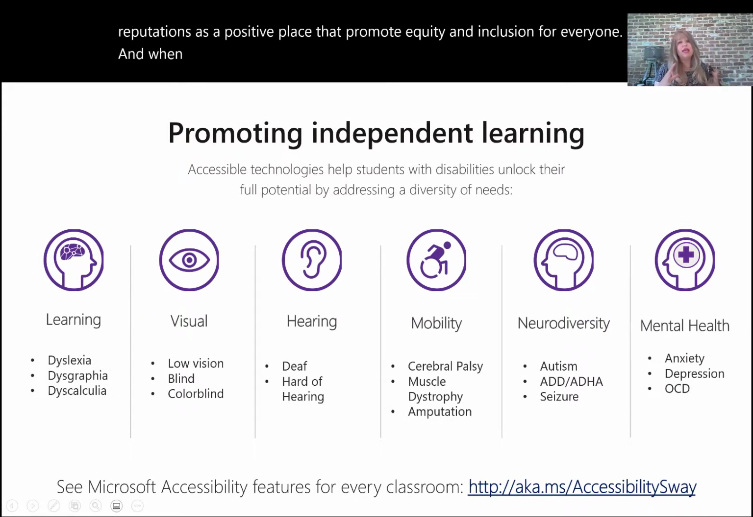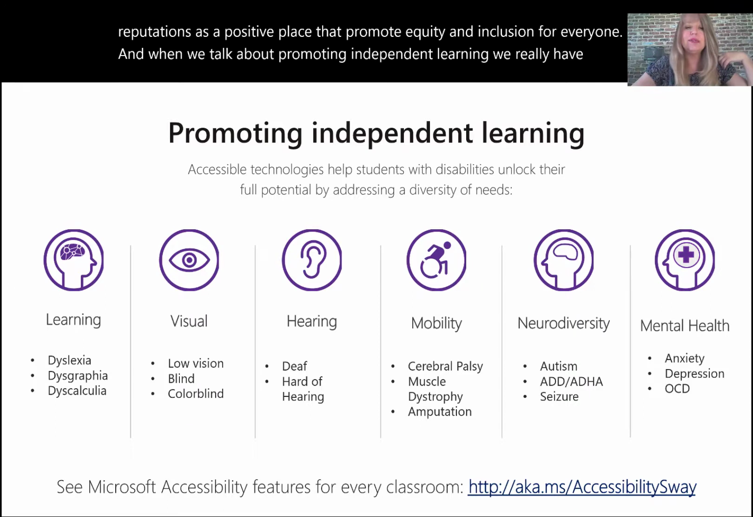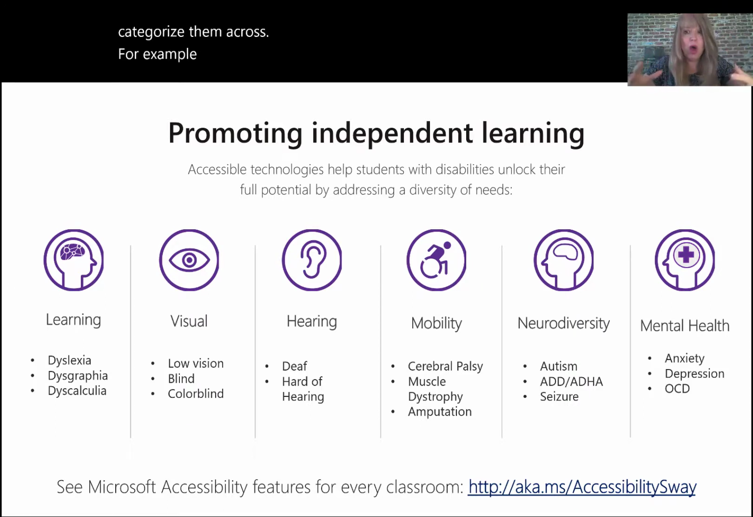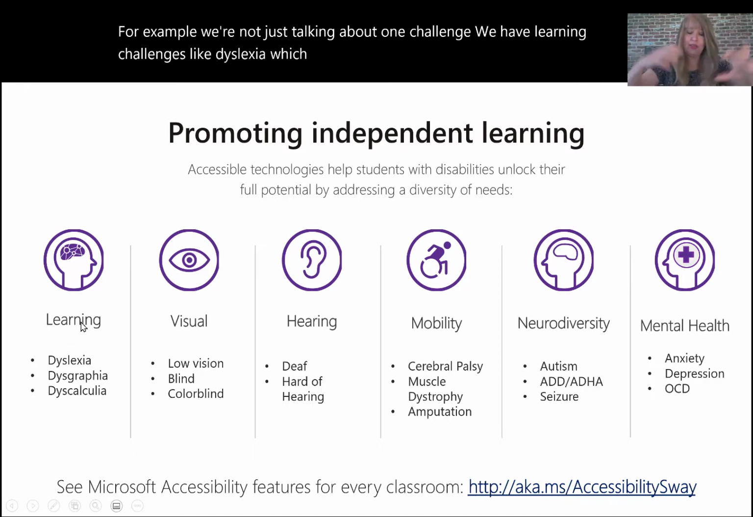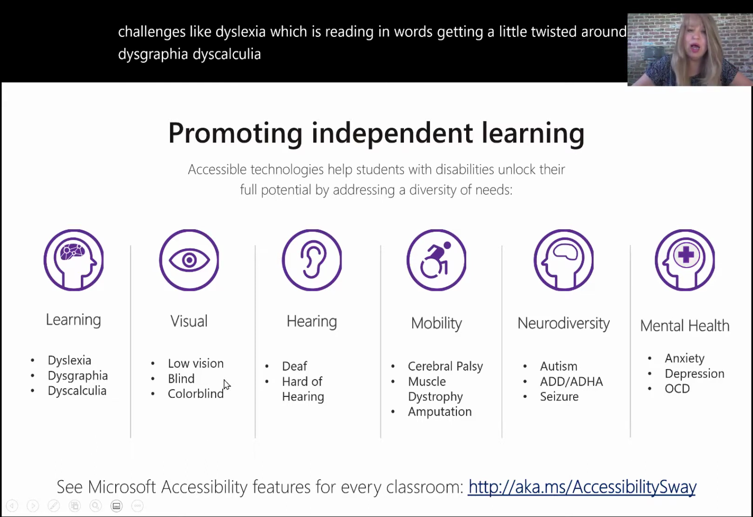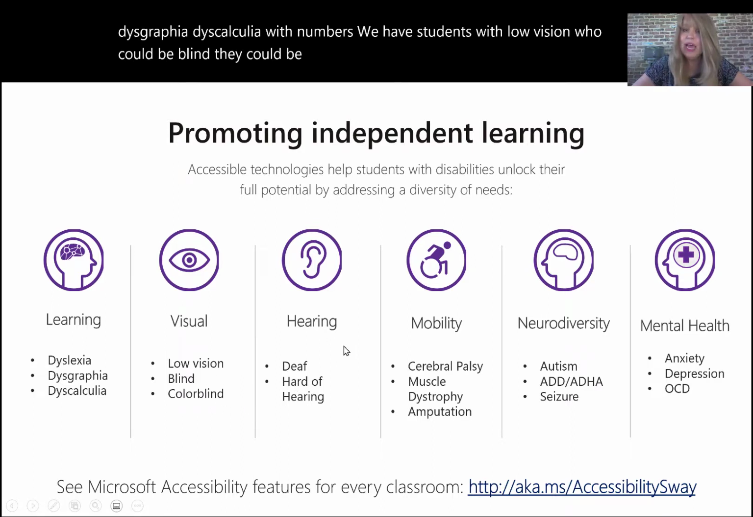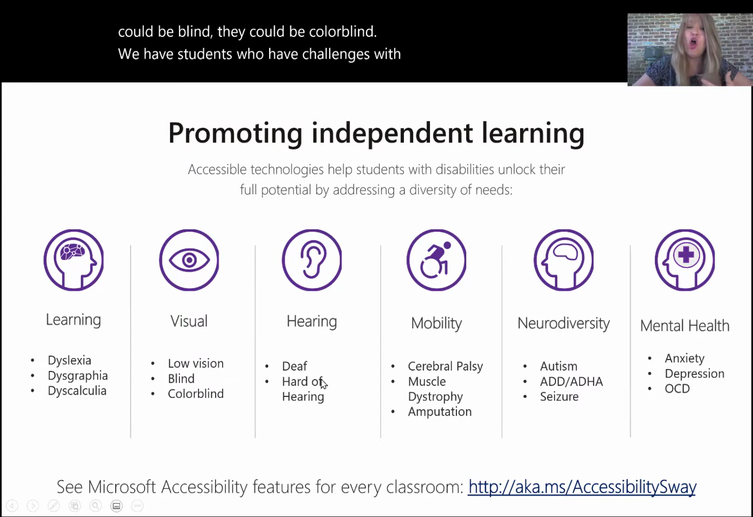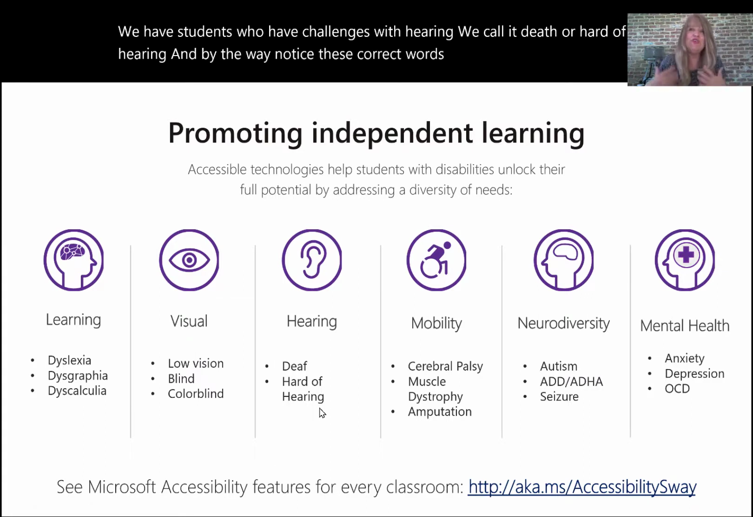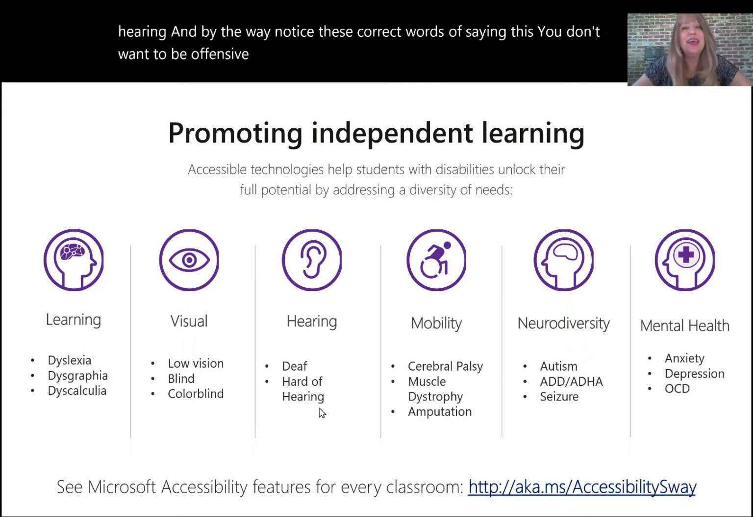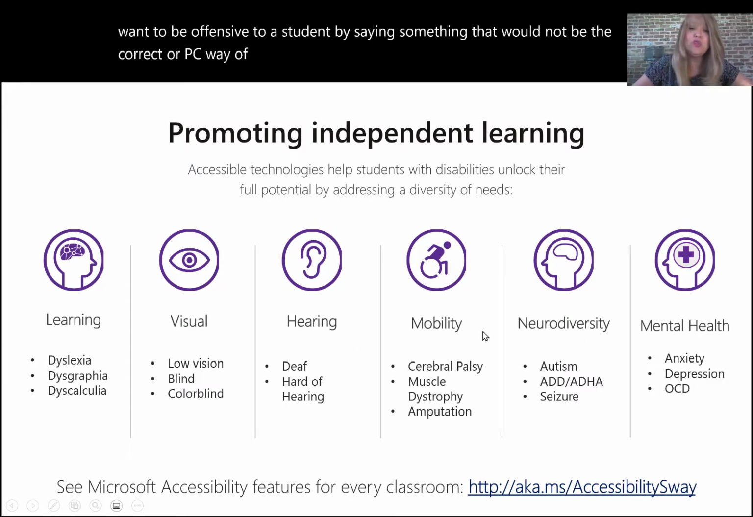And when we talk about promoting independent learning, we really have to categorize them across. For example, we're not just talking about one challenge. We have learning challenges like dyslexia, which is reading and words getting a little twisted around, dysgraphia, dyscalculia with numbers. We have students with low vision who could be blind. They could be colorblind. We have students who have challenges with hearing. We call it deaf or hard of hearing. And by the way, notice these correct words of saying this. You don't want to be offensive to a student by saying something that would not be the correct or PC way of saying it. Do we have students with mobility issues?